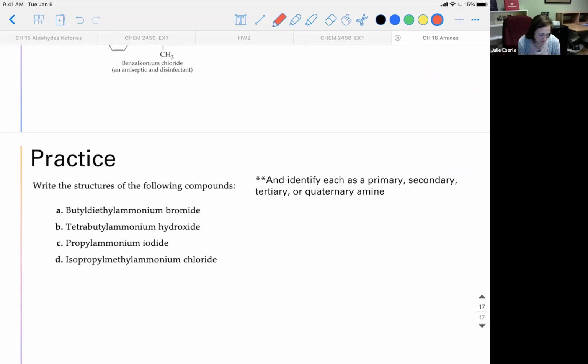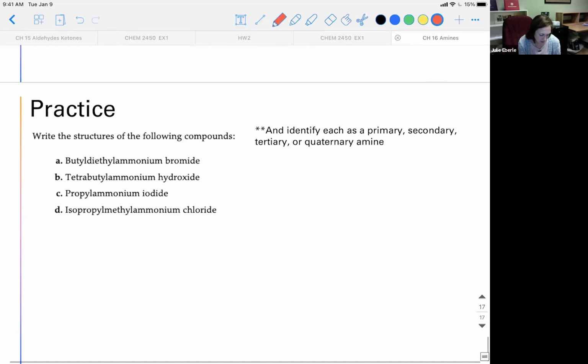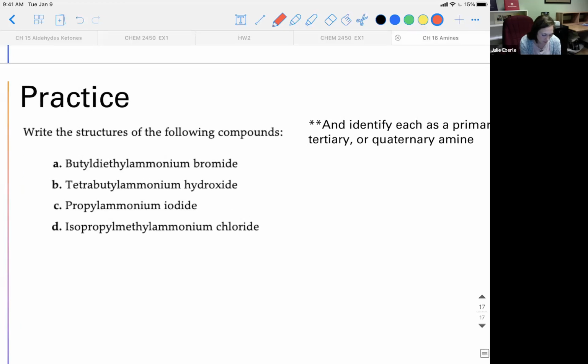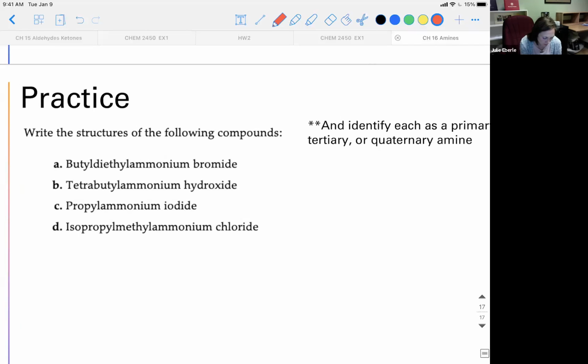We're just going to do 1 or 2 of these, and then we're going to be done and look at exam 1. So write the structure of the following compounds. These are ammonium salts. So let's just do A, and let's just do C.